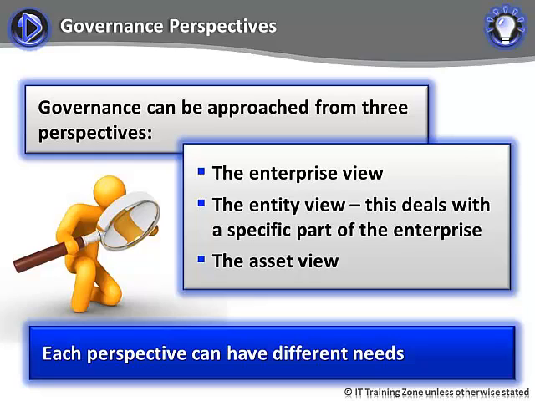A data center is an example of a tangible asset. Intellectual property is an example of an intangible asset. An effective governance system should take into account these different perspectives. An issue here is that different perspectives might have different and perhaps opposing needs.